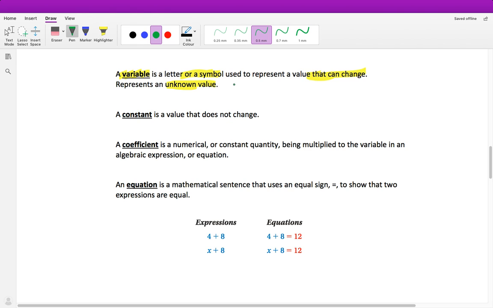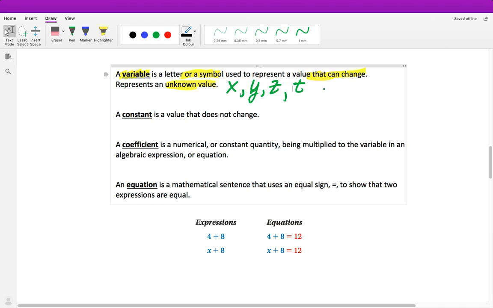All right. So in this case, an x, y, z, those are some of the most common variables that you'll see. T as well. But you can use anything you want. But as long as we're defining our variables, which we're not going to learn in this video, but we'll learn later on in this unit. As long as you're defining them, it's perfectly fine.